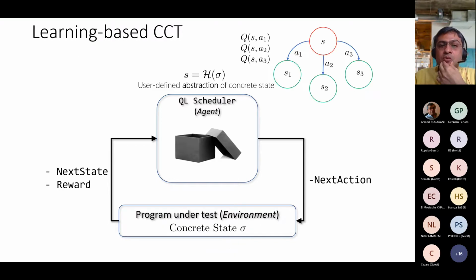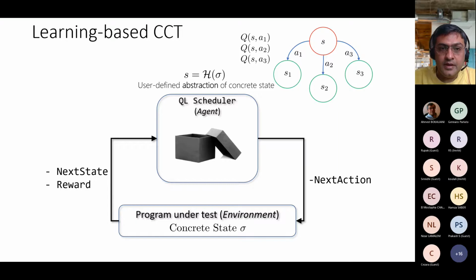Okay, so when we map it to concurrency testing, the mapping is kind of straightforward. The environment is the program, so we're interested in exploring the state space of the program. The agent is our scheduler. Coyote is the agent. The scheduler is the component responsible for selecting which action to explore next, which thread to schedule next. The program executes that thread for one step and gives a reward back.